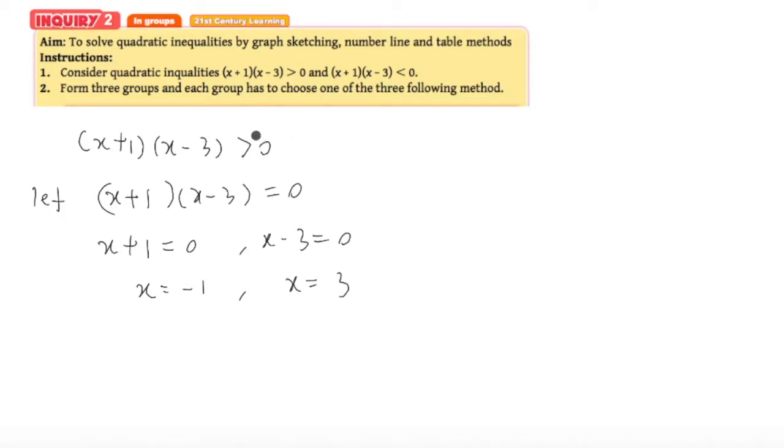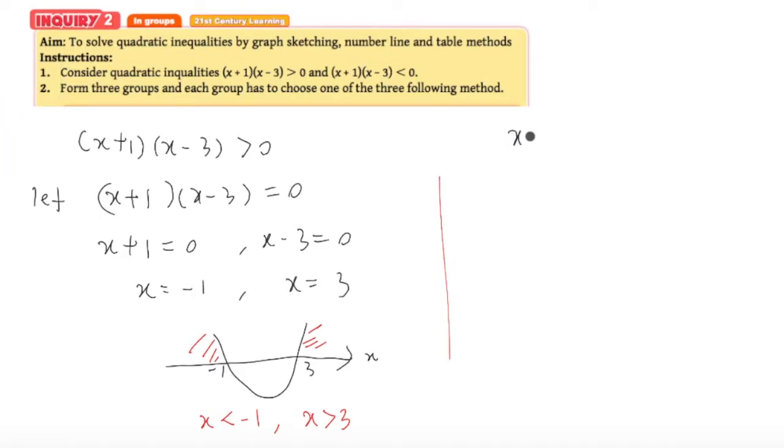So I will draw the graph like this, just the x-axis only. So x equals to negative 1, x equals to 3. Then I see it is more than 0. If it's more than 0, it's on top. So your answer will be x less than negative 1, x more than 3. This is my answer. The answer is in the range, the answer is an inequality.